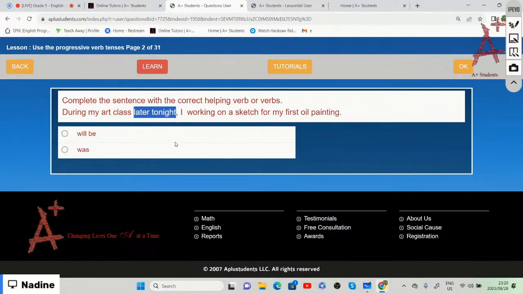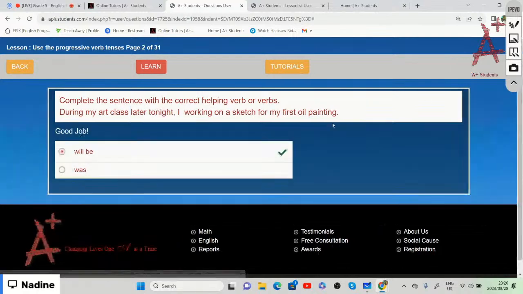Which means that later on she will be. So we're going to say, during my art class later tonight, I will be working on a sketch for my first oil painting. Will be, because it's going to happen later tonight. It will still happen tonight, which shows the future progressive tense.